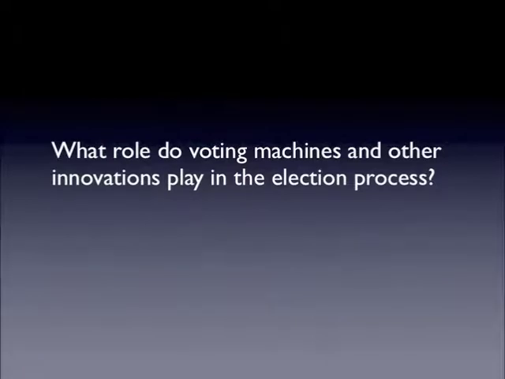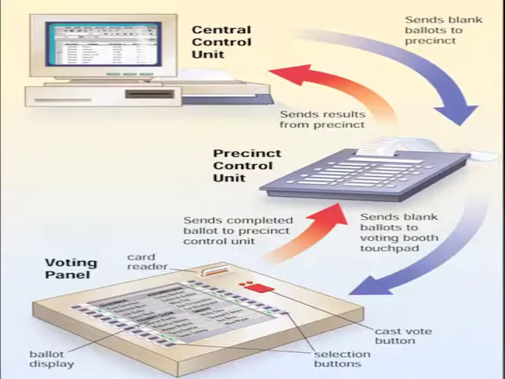What role do voting machines and other innovations play in the election process? Electronic vote counting has been in use since the 1960s. Punch card ballots have often been used to cast votes. Vote-by-mail elections have come into use in recent years, and online voting is a trend that may be encountered in the near future.